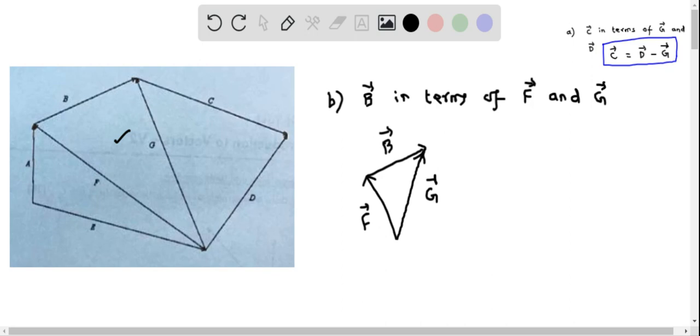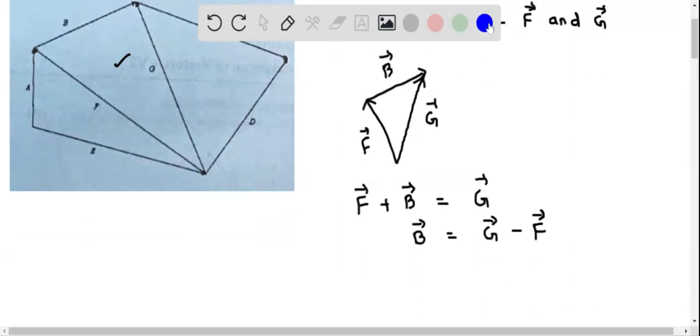So according to the triangle law of addition, we can write down these two vectors which are along the same order, that is F vector plus B vector equals the resultant vector, which is the G vector, and this G vector is in the opposite order. And so therefore we can write B vector in terms of F vector and G vector, and this equals G vector minus F vector when we subtract F vector from both sides. And so therefore this is how we express the B vector in terms of the other two vectors.